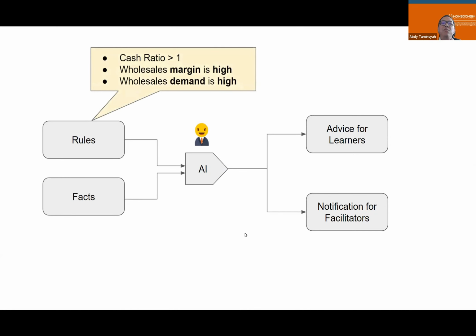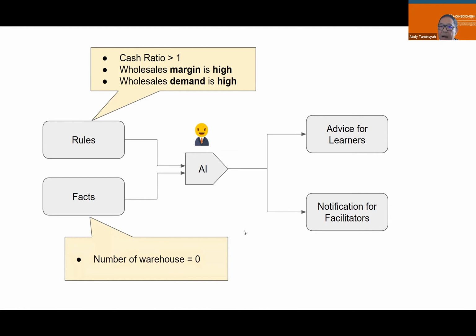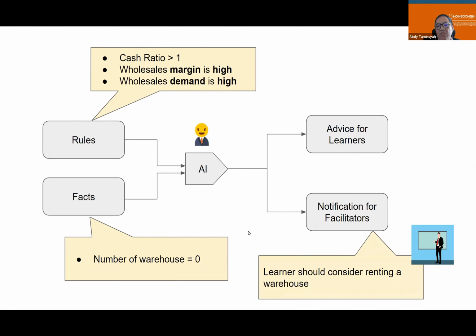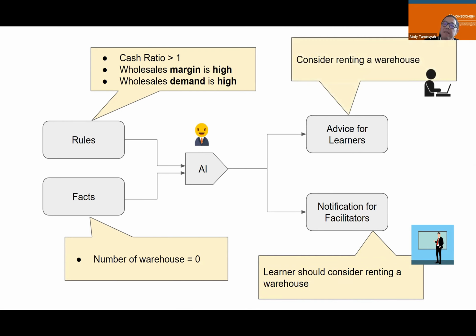Let me give you an example. If the cash ratio, for example, is more than 1, and the margin is high, and the demand is high, and the fact is that you haven't got any warehouse, the AI is going to advise the teacher that this learner should consider renting a warehouse. And at the same time, the AI will tell the student, please consider renting a warehouse. So this is just one example of how we use AI to teach students.